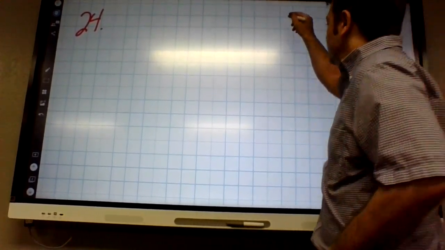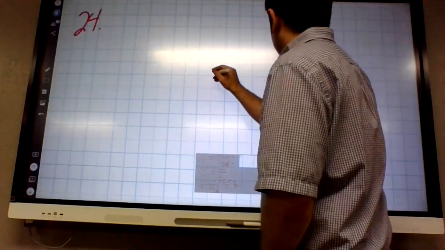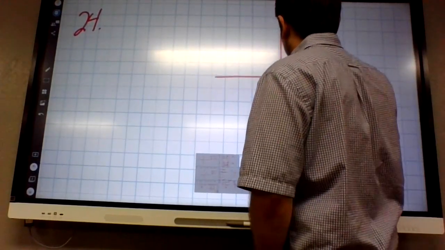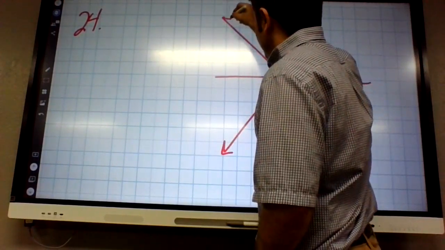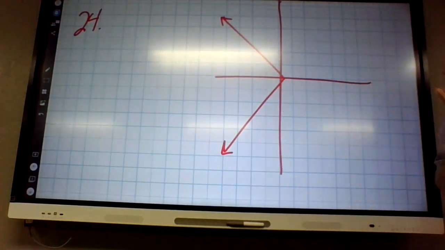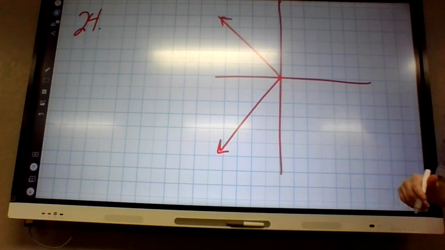All right, 24. This one's different. I'm going to help you with this. I can draw it. It looks kind of like this. What's different on 24? There's arrows. It's one line, so that means it's going to go forever in those directions.